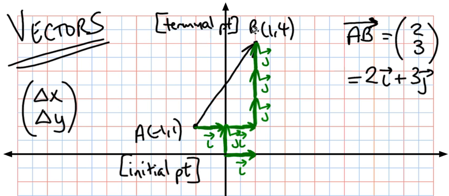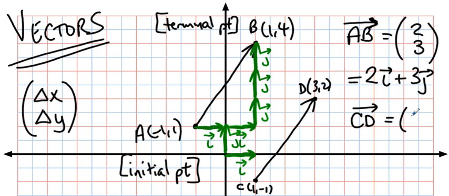Now here's the curious thing about vectors. If I start here at C, this is 1, negative 1, and end over here at D, D is the point 3, 2, then this vector, vector CD, is also the vector 2, 3. And what we say is the vector AB is equal to the vector CD.